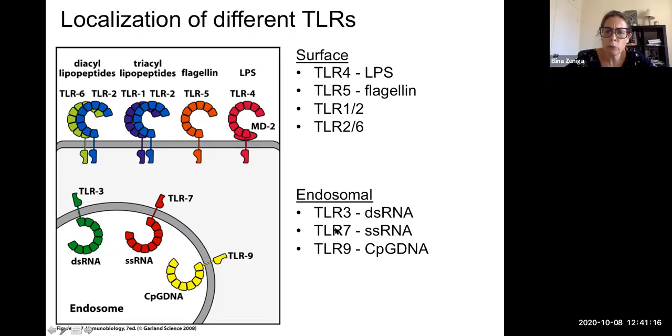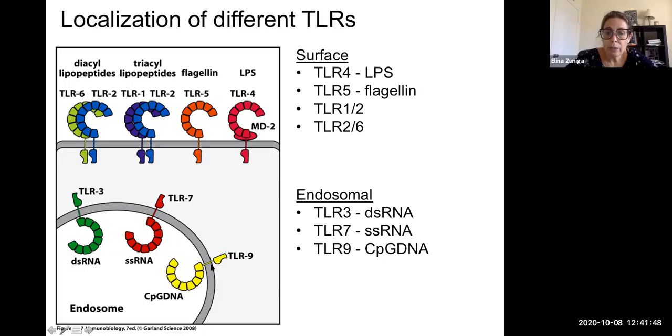Toll-like receptor 7 is also localized in the endosomes, and it senses the presence of single-stranded RNA. This is important for many RNA viruses that are single-stranded RNA, like, for example, influenza virus, SARS coronaviruses, and HIV. They are all single-stranded RNA viruses, and they are all sensed in part via toll-like receptor 7.